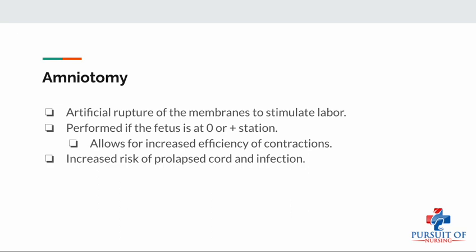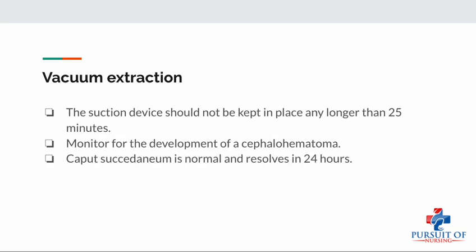So whenever you have that rupture of membranes, you really want to assess the amniotic fluid. Meconium-stained fluid could be associated with fetal distress. Bloody amniotic fluid may indicate placental abruption or fetal trauma. And then an unpleasant odor of the fluid could indicate infection as well.